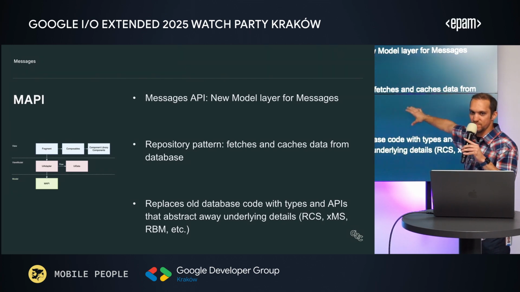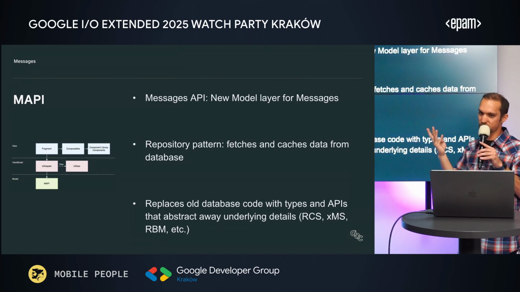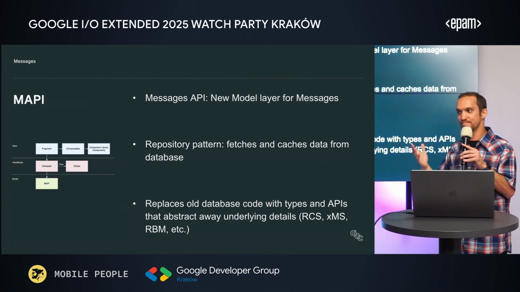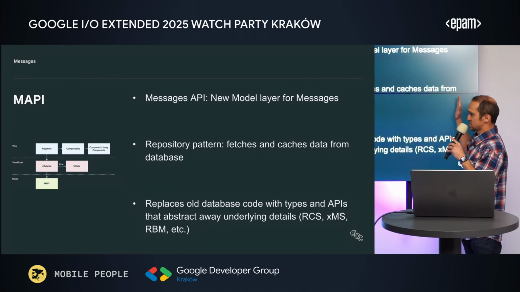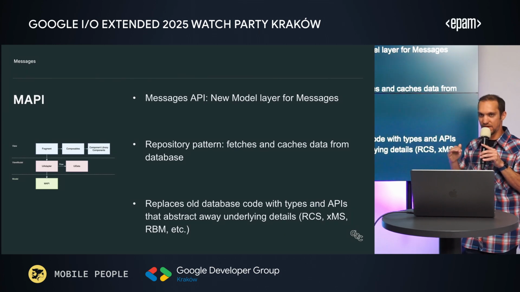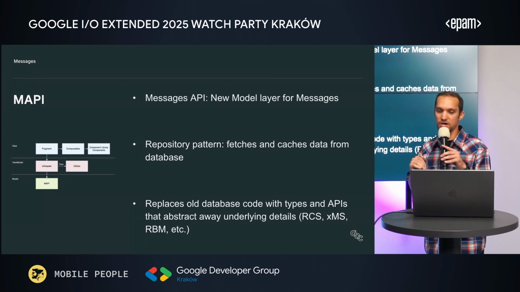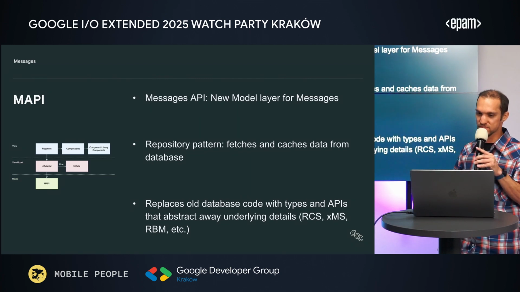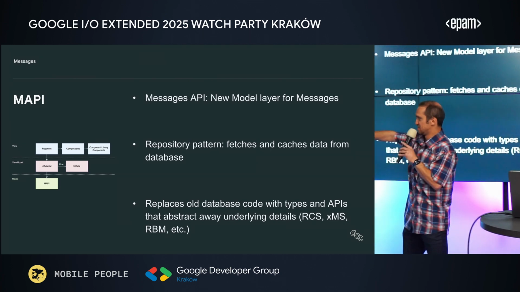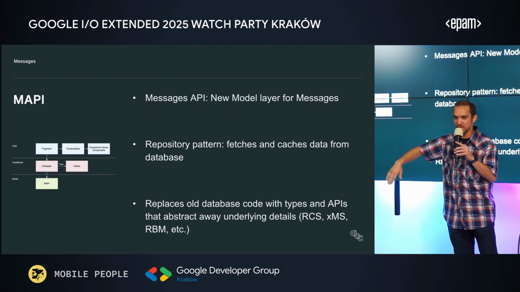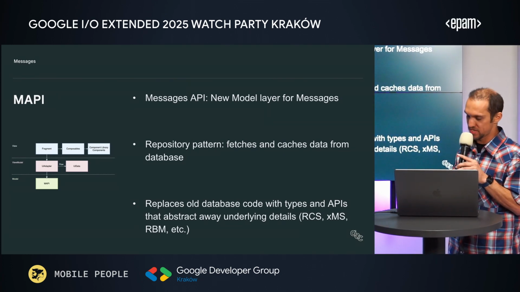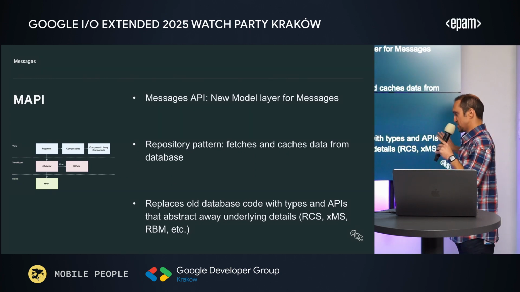It primarily uses the repository pattern. So you have a bunch of repositories. You have a conversation repository, a message repository, a recipient repository, etc. And these are responsible for fetching data and in-memory caching of data. And then there's obviously persistence that happens a little below that. So MAPI actually encompasses communication with the database as well, and the database is the thing that obviously persists the data. So that replaces our old database code.